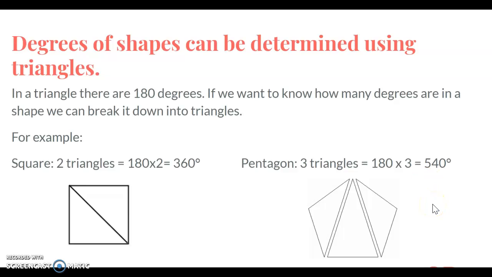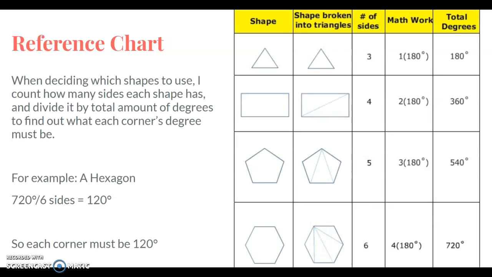Or there is another technique that I find much easier, which is using a reference chart. When deciding which shapes to use, I count how many sides each shape has and divide the total amount of degrees by it to find out what each corner's degree must be. For an example, if we do a hexagon, we can refer to the chart and know that the total degrees is 720 and it has 6 sides. So we would divide 720 by 6 to find out that each corner should have 120 degrees.